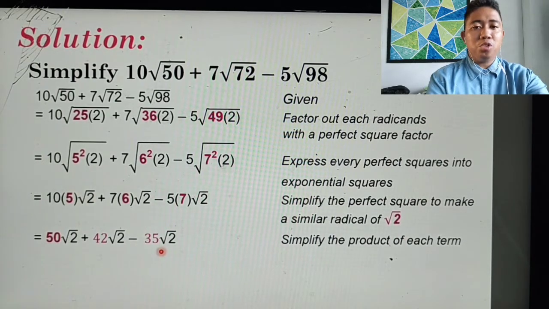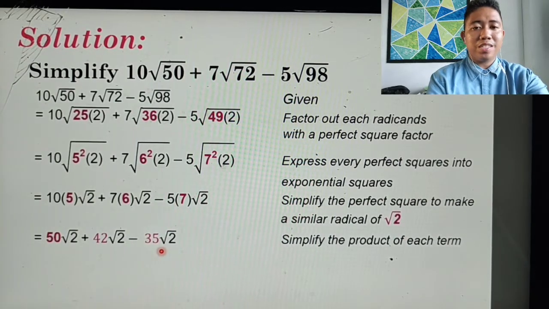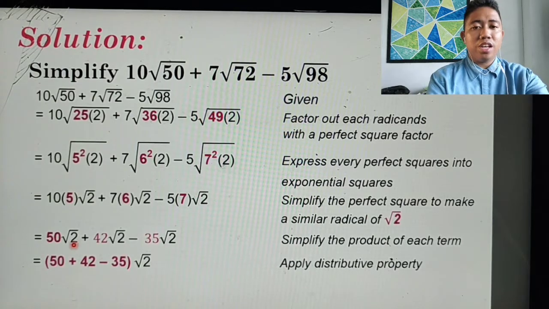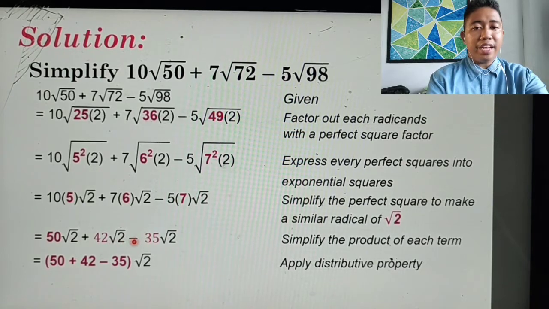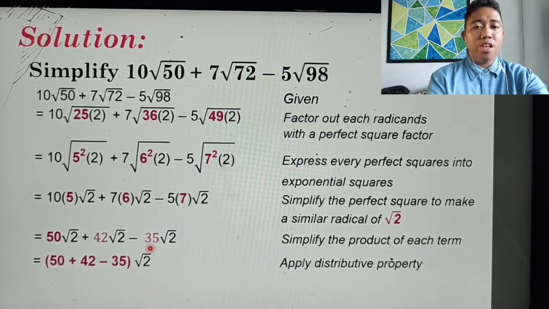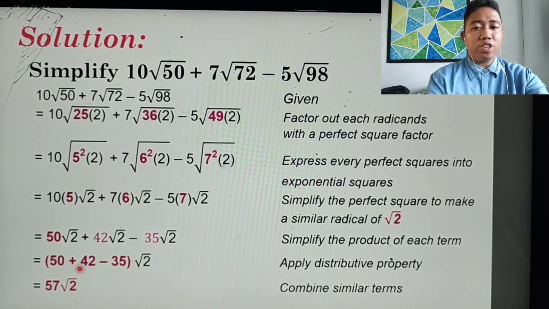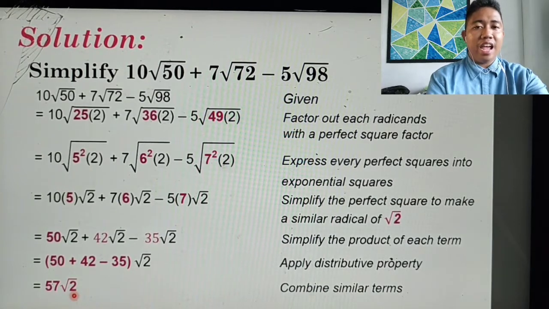And then we are going to apply the distributive property to combine these constant terms: 50, 42, and negative 35. We take the common factor, which is the square root of 2. So we get 50 plus 42 is 92, minus 35. It becomes 57 square root of 2. And that is our final answer.